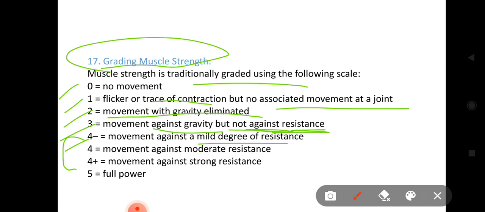is movement against a mild degree of resistance, 4 is against moderate resistance and 4 plus is movement against strong resistance, and 5 means full power. So this is how muscle power is graded.